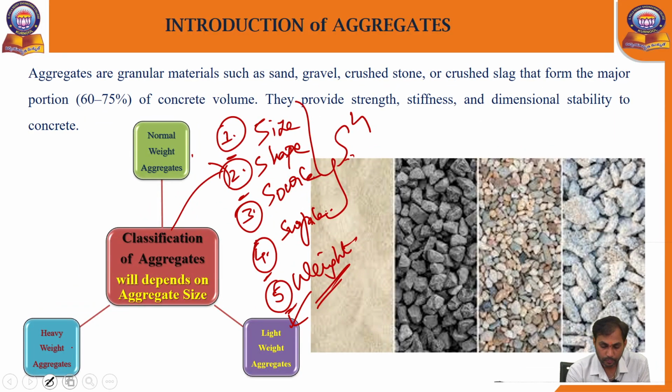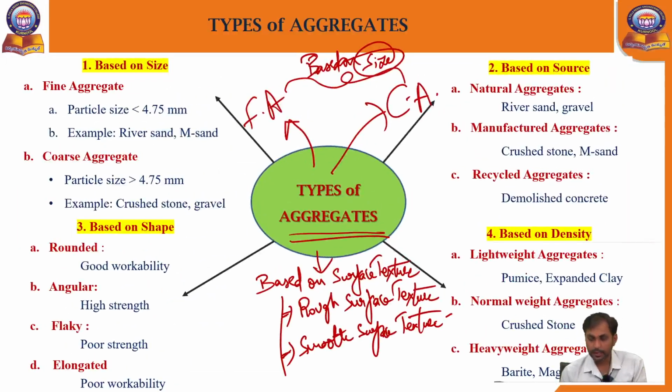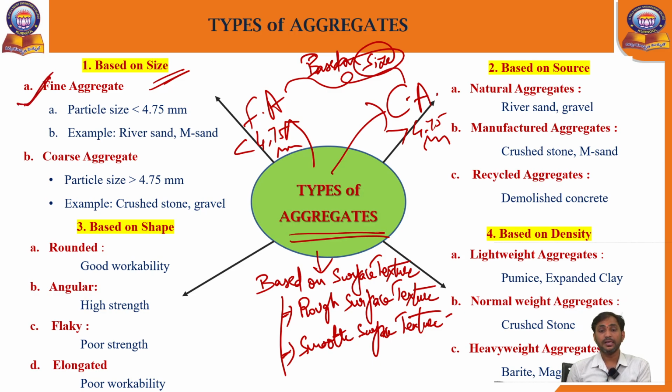Okay, done. See, now we will see each type of aggregate based on the classifications. Now, the type of aggregate is divided according to the classification based on size. There are two types of sizes. One is less than 4.75 mm, another more than 4.75 mm. The one less than 4.75 mm is called fine aggregate. If the aggregates are more than 4.75 mm, that is called coarse aggregate.